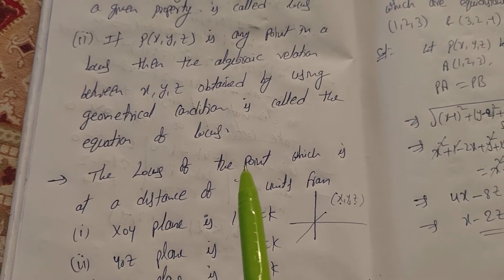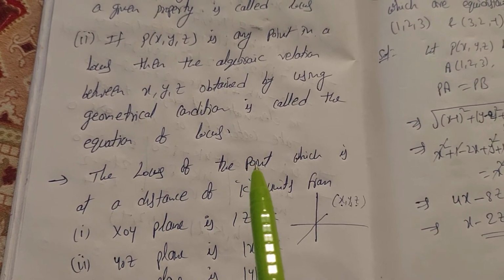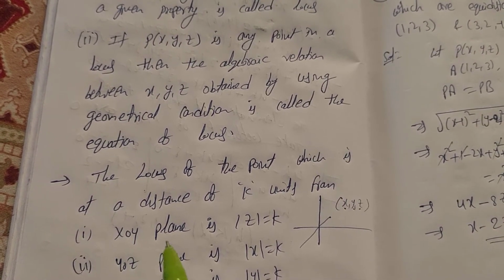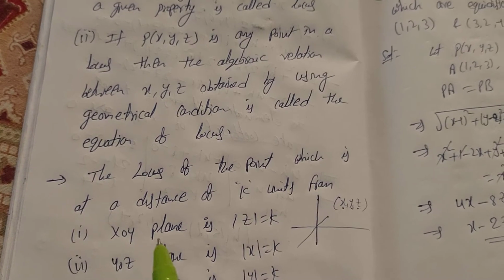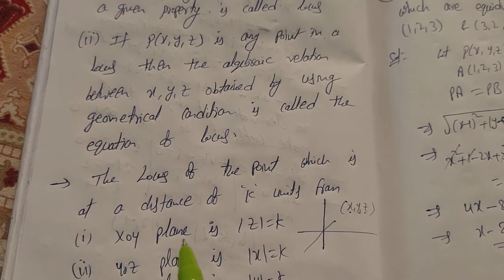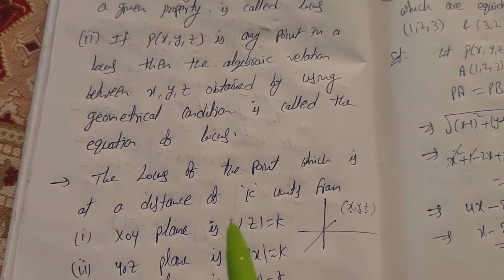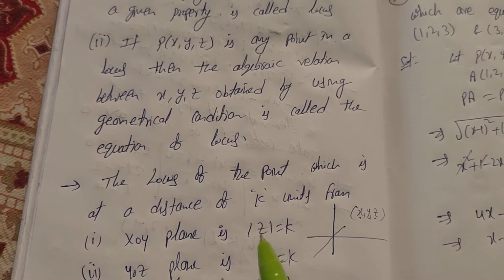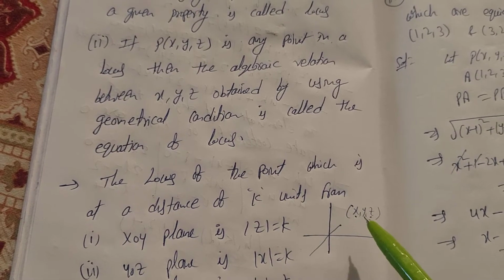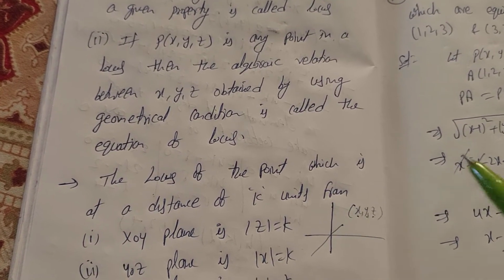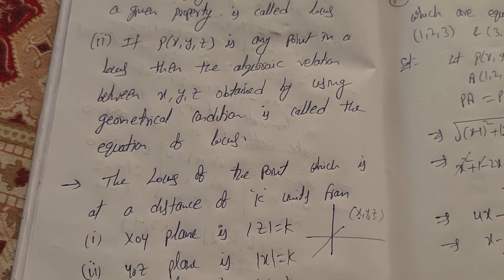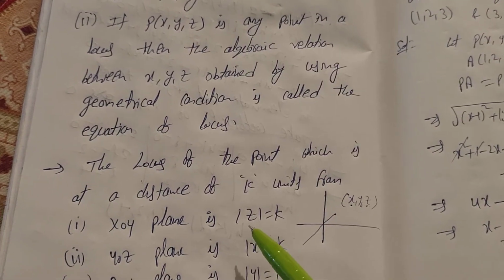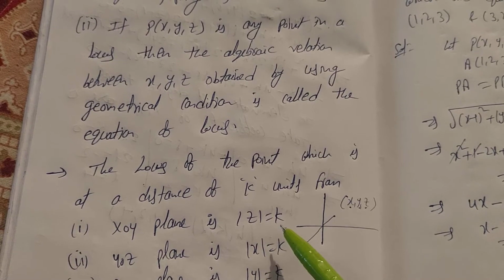Generally, any point (x, y, z) at a distance of k units from the xy plane means z is equal to k. That z may be positive or negative, we don't know. So instead of that, you have to keep mod z, because the point may be in the first octant, second octant, third octant, fourth octant, up to 8 octants, any octant it may be. So that's why we have to consider mod z is equal to k.